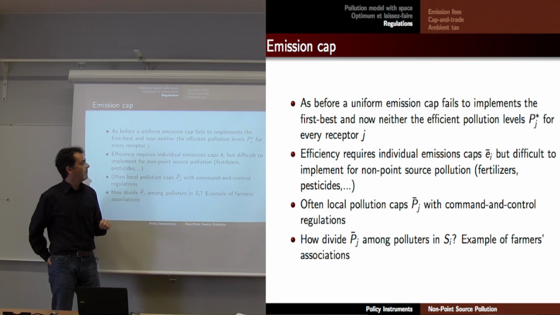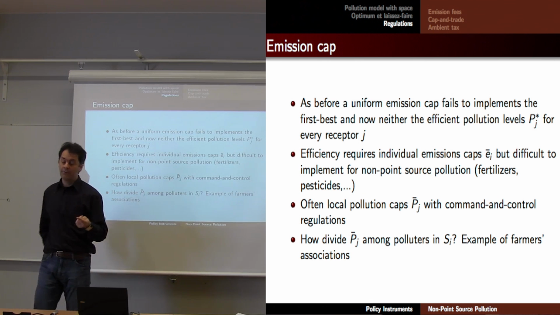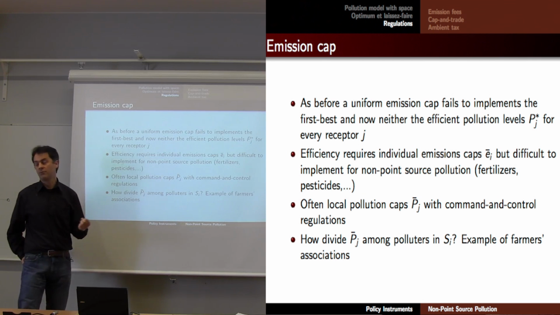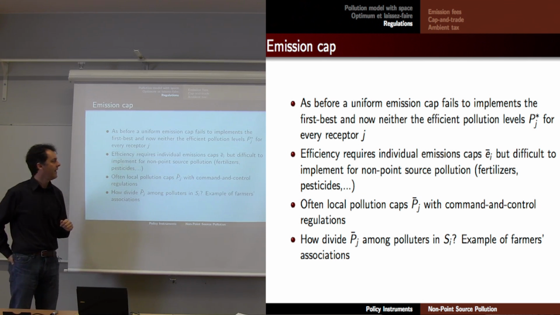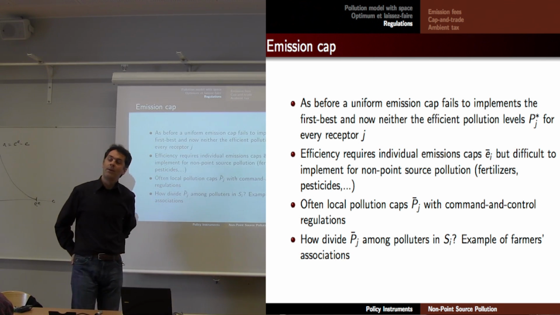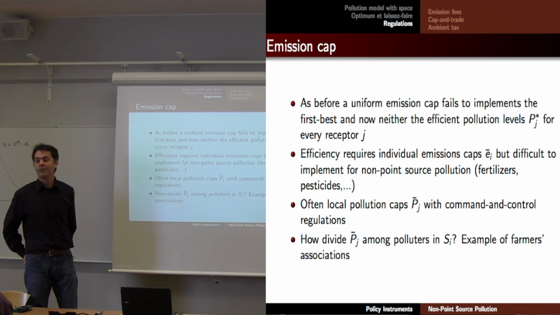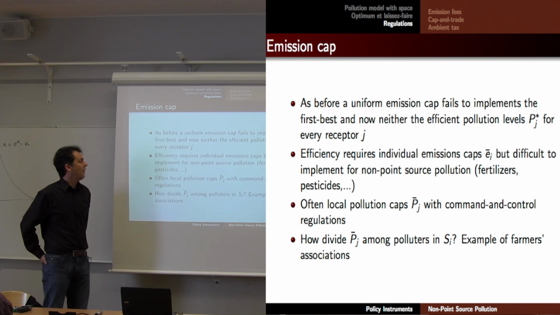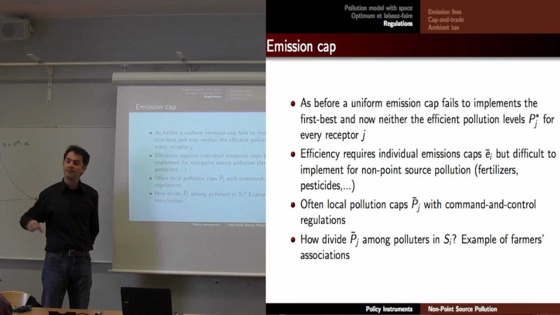But then there is another problem. One problem is to compute this cap. It's difficult. You need a lot of information about the diffusion of emission, in addition to the marginal damage and the marginal abatement cost, or the damage function. And there's another issue: it's difficult to implement, because you have to measure, control and enforce this cap. For non-point source pollution, like fertilizer and pesticides, this is quite difficult, because you will have to measure in different places, and it's quite costly.